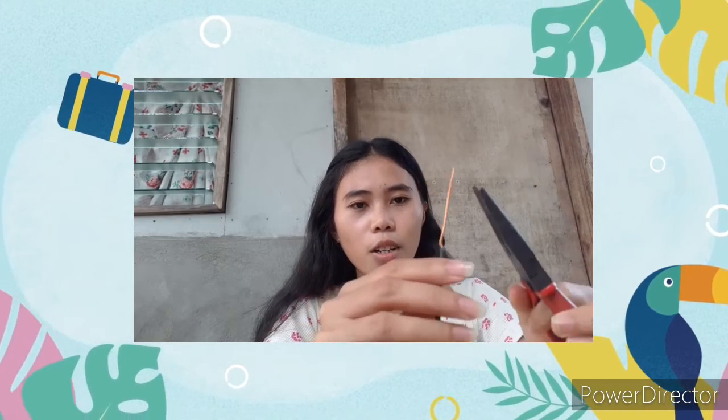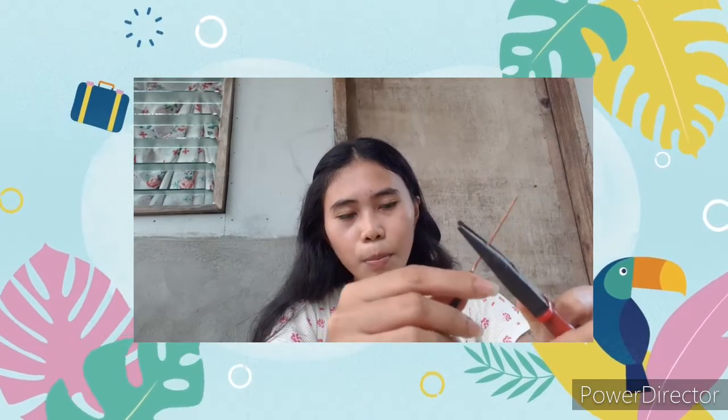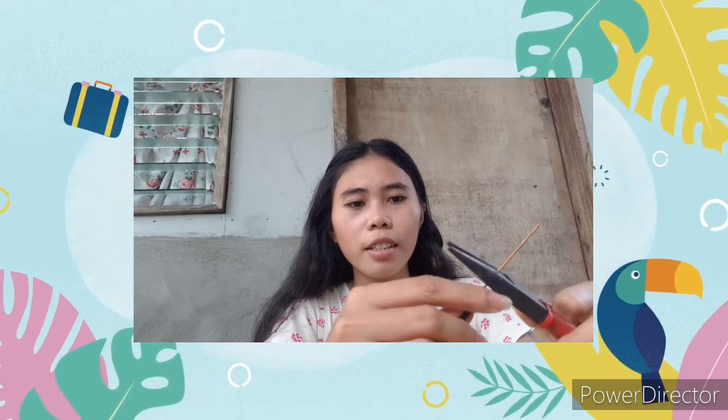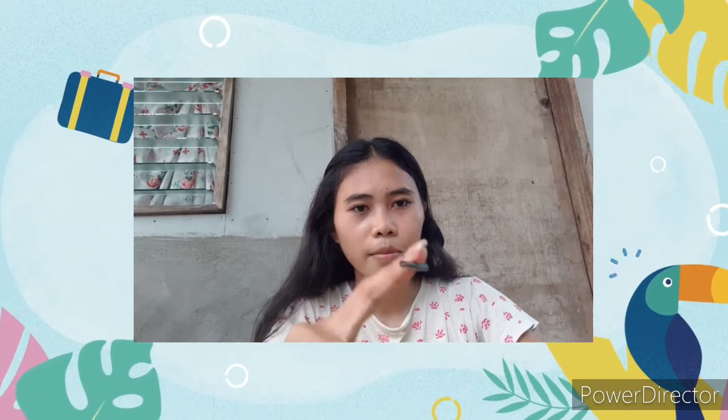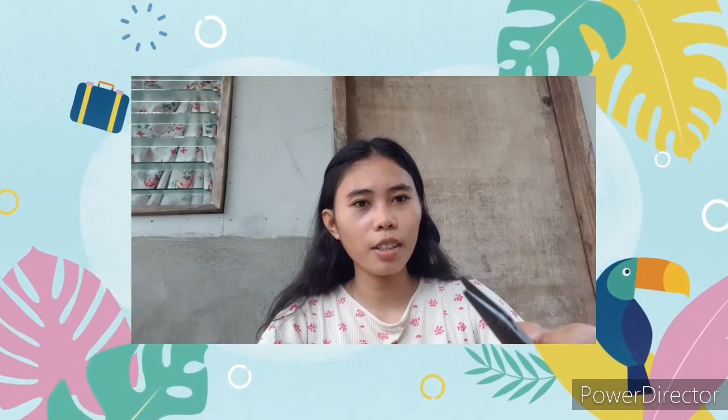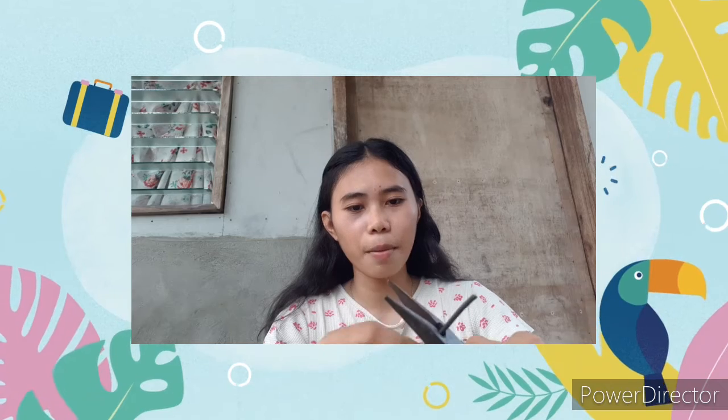For example, I have here a solid wire. I want to bend this wire using the long nose. Just put the long nose like this and then bend the wire. And also, long nose can strip wires like this, for example.